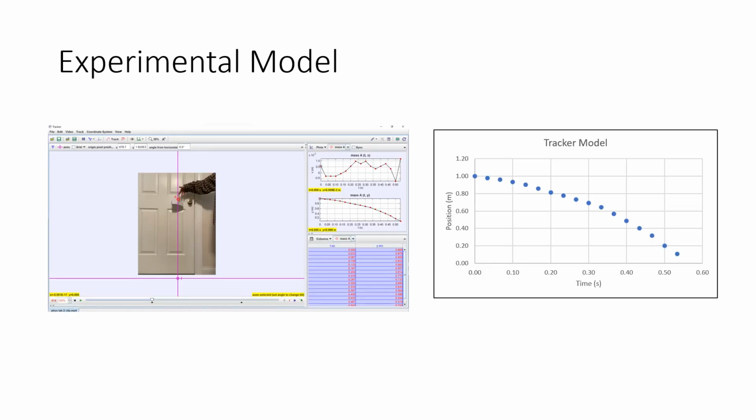So the Tracker model or experimental model follows the video that was taken for the experiment, and then once the data points were plotted against each other on Excel, you can see how position and time do not vary directly with each other, indicating a non-constant velocity.